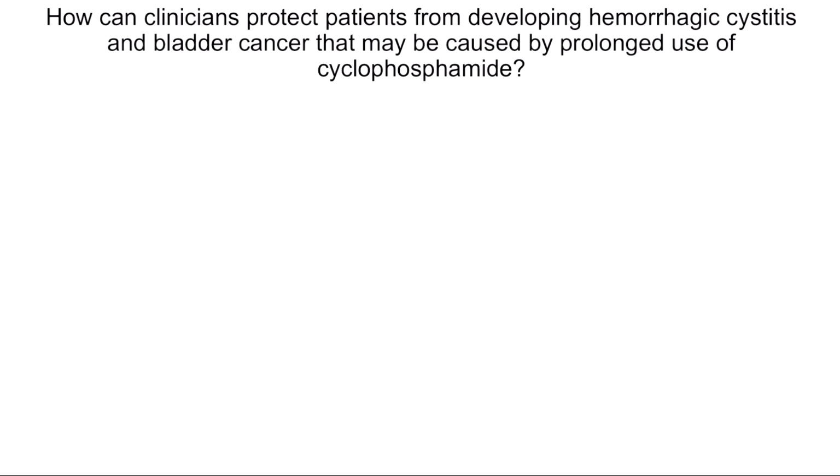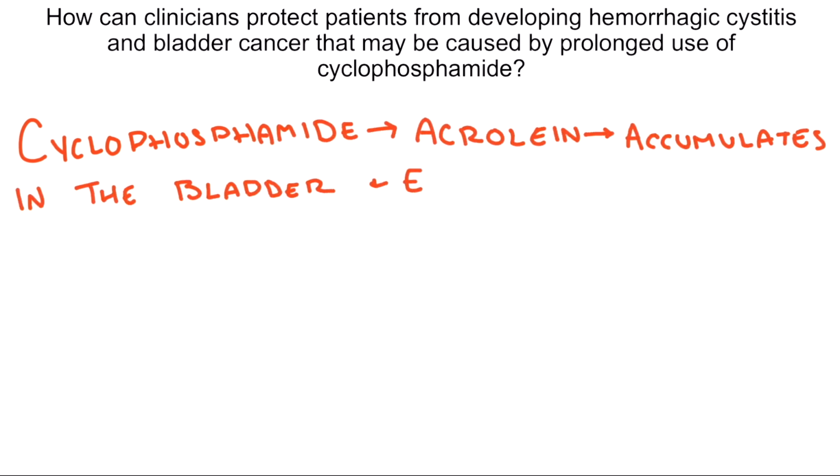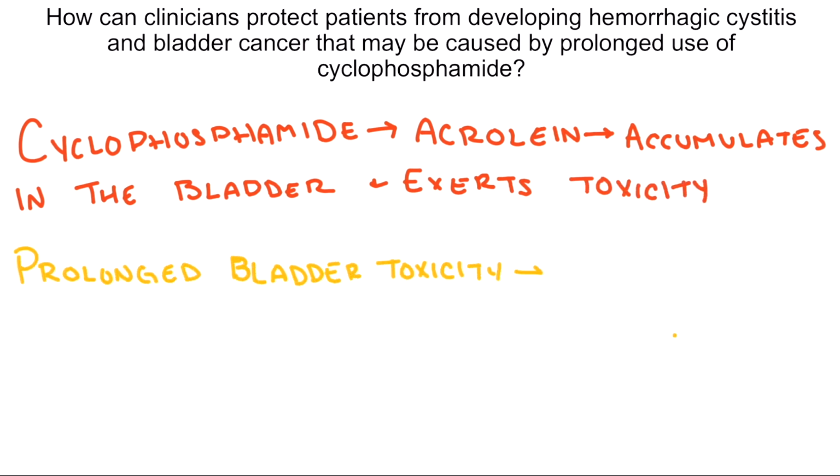How can clinicians protect patients from developing hemorrhagic cystitis and bladder cancer that may be caused by prolonged use of cyclophosphamide? To understand the answer to this question, it's important to understand why cyclophosphamide leads to hemorrhagic cystitis and bladder cancer in the first place. So here's how it works in essence. Cyclophosphamide produces a metabolite known as acrolein, which accumulates in the bladder, and while in the bladder, it exerts significant toxicity. And if allowed to persist in the bladder for very long, then acrolein will inevitably lead to hemorrhagic cystitis and eventually bladder cancer.